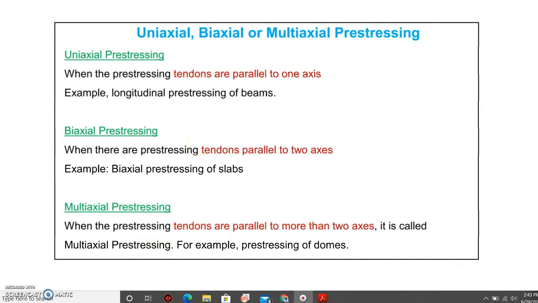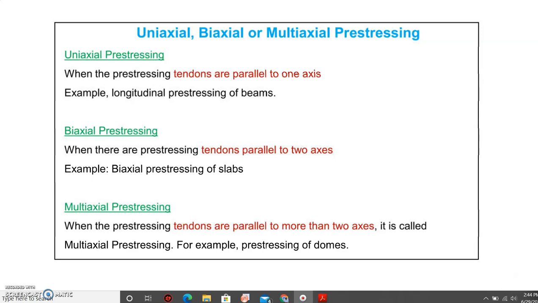Next, uniaxial pre-stressing. When pre-stressing is done in a particular direction only, in only one direction, this is called uniaxial pre-stressing. The example is pre-tensioning in beams. Biaxial pre-stressing. When pre-stressing is provided in both directions, like x direction as well as y direction, this is called biaxial pre-stressing. The example is pre-stressing adopted in slabs.